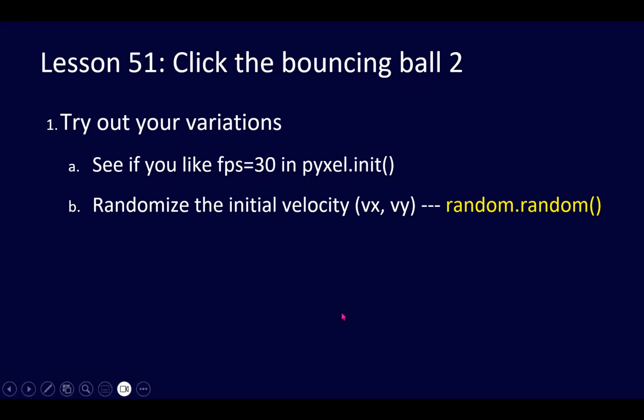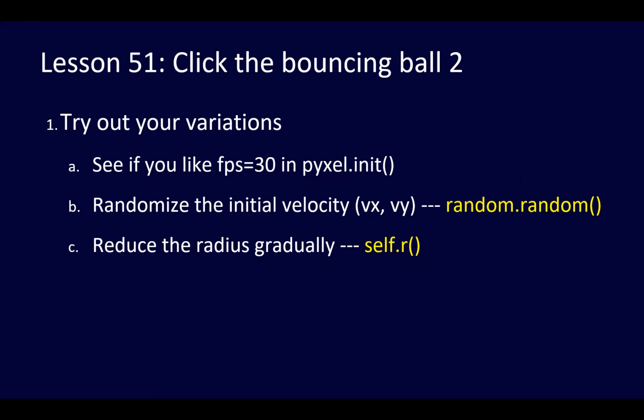Okay, so one thing I want you to remember here is random generates a uniformly random number between 0 and 1. So you have to multiply and then subtract something to make it more applicable floating number. Okay, reduce the radius gradually. So it's more like an interesting game.